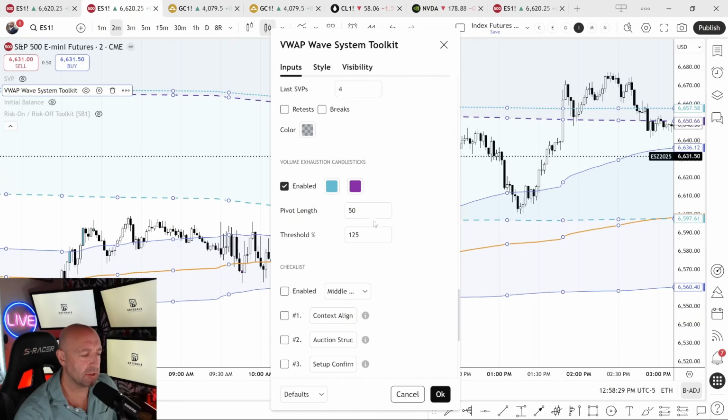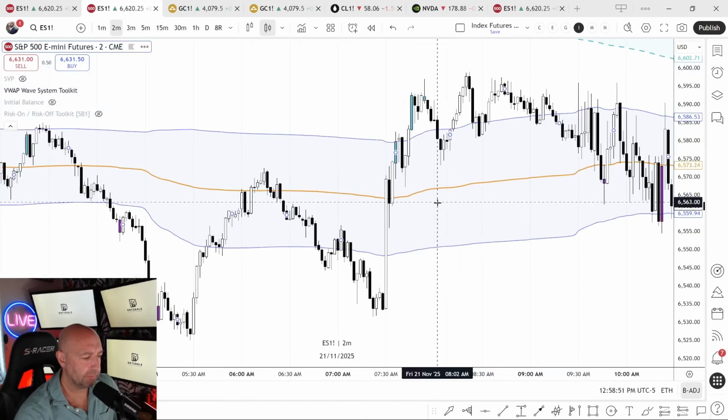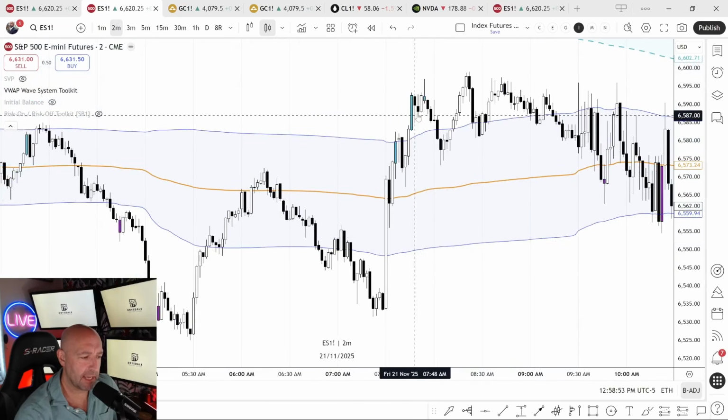Pretty simple here. And you can raise or lower these to your specifics, but with a higher pivot length and higher threshold, you're going to get fewer candles. With a lower pivot length and lower threshold, you'll get more. So it's all comparative.